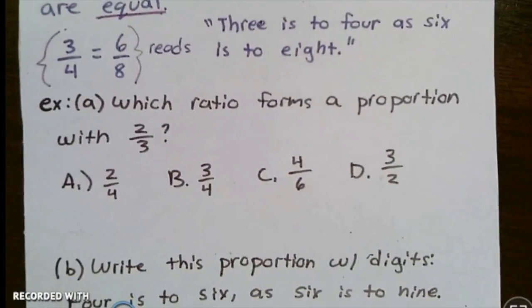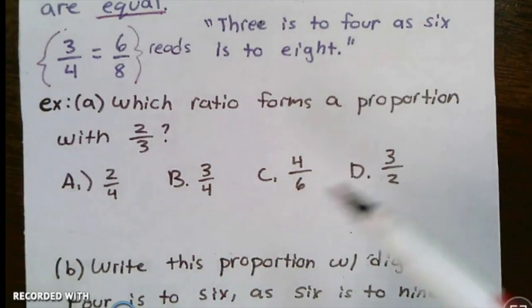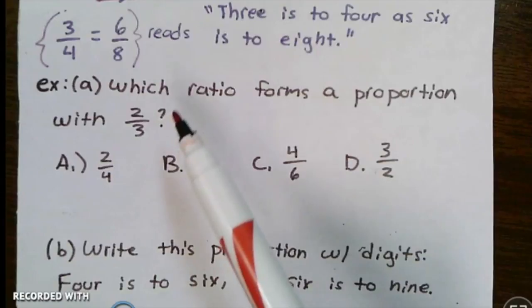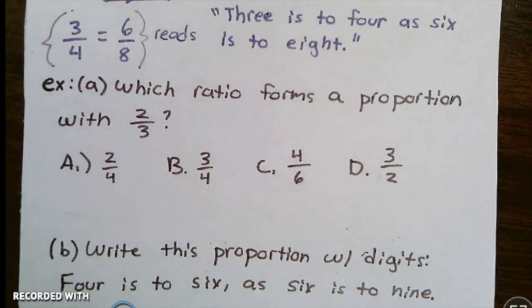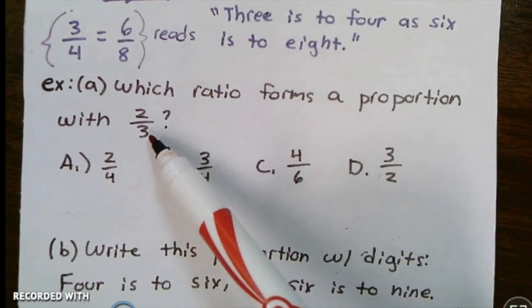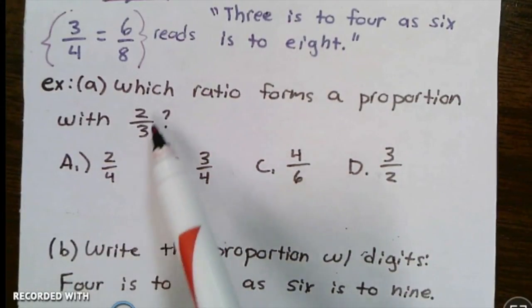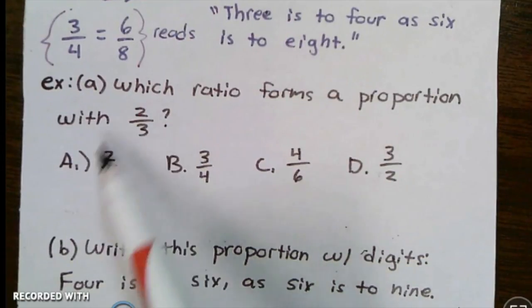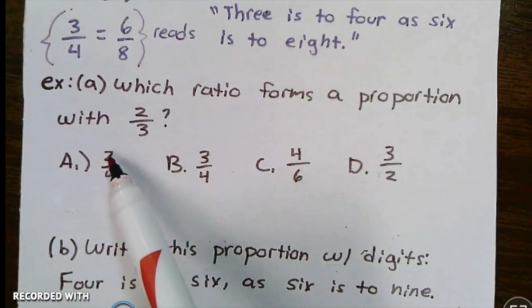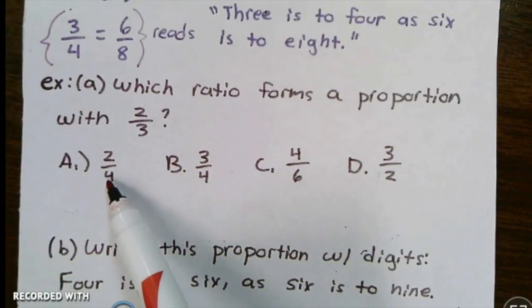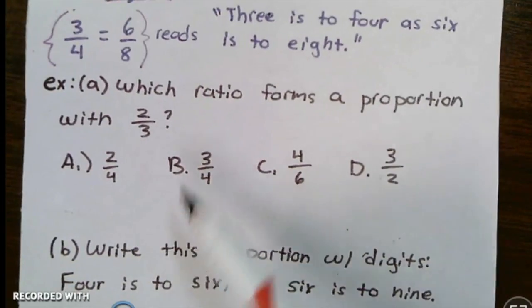So here's one example you might get. Which ratio forms a proportion with 2/3? So remember what I said. Proportions mean that the fractions or the ratios are equal to each other when in their simplest form. So we've got 2/3. We need to multiply both the 2 and the 3 times the same number to get one of these fractions. What would I have to multiply 2 by to get 2? 1. What about 3 to get 4? See, that's different, so that's not equivalent.